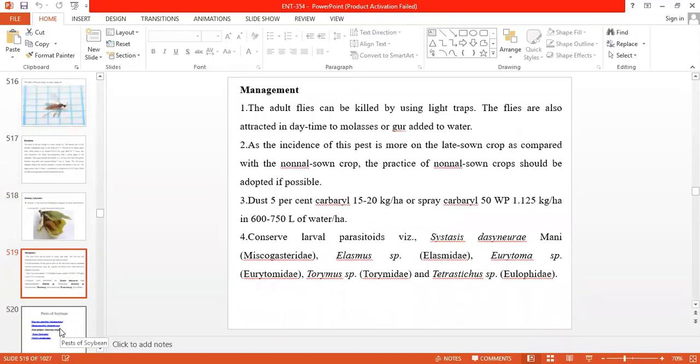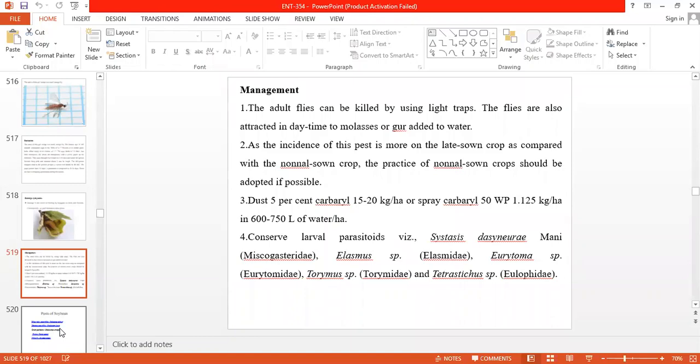Then management practices: adult flies can be killed by using light traps. The flies are also attracted in the daytime to molasses or gur added to water. The incidence of this pest is higher on the late sown crop as compared to the normal or early sown crop, so sowing should be done at the recommended period of sowing.